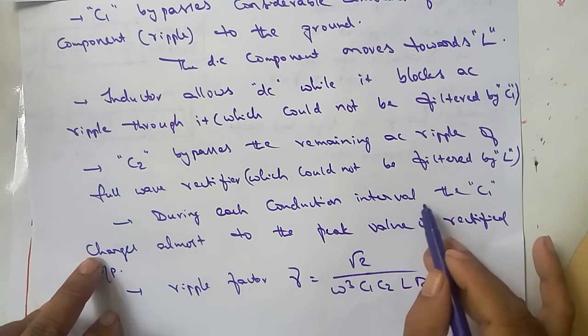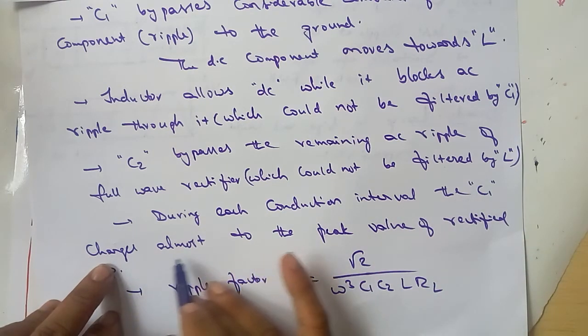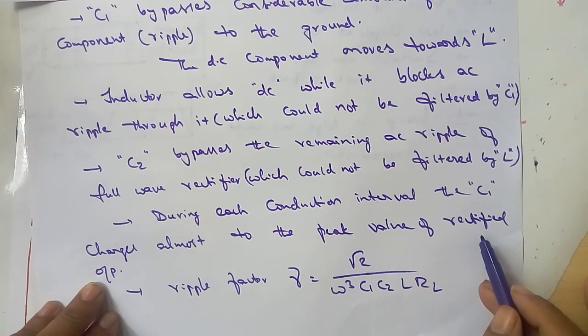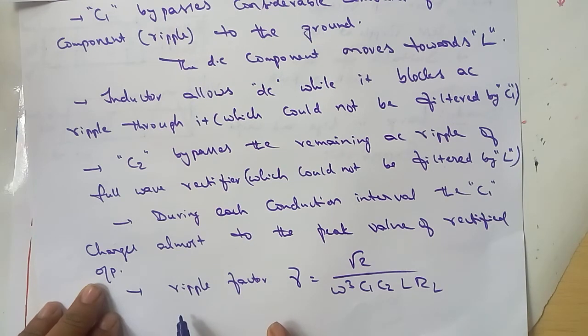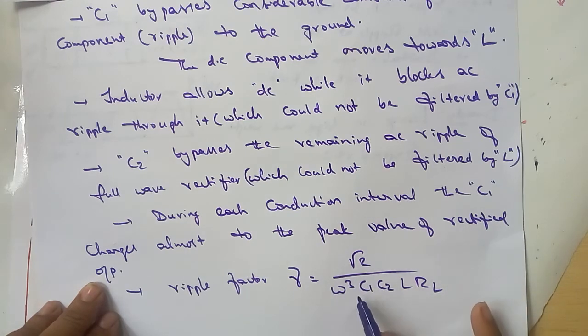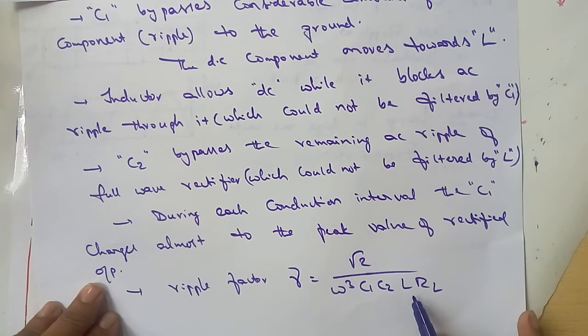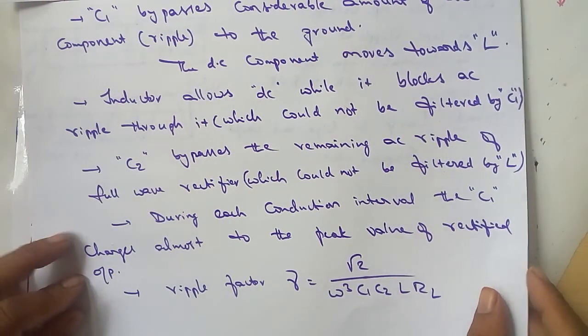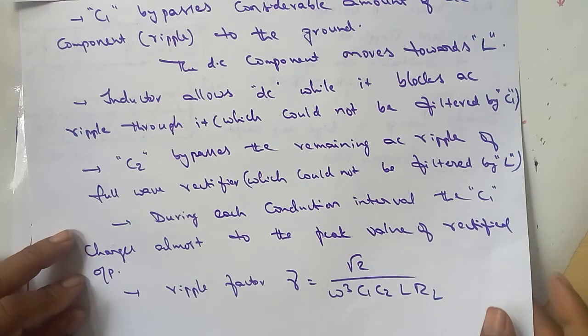During each conduction interval, the capacitor C1 charges almost to the peak value of the rectified output. Right? So what is the formula for the ripple? The ripple factor gamma is equal to root 2 divided by omega cubed C1 C2 L RL. So this is the formula for finding the ripple. This is about the working of the pi section filter.